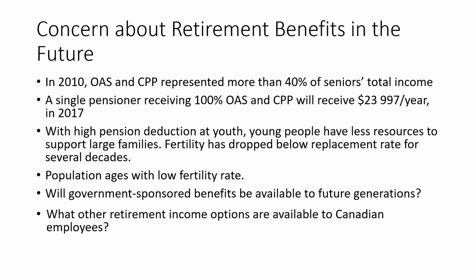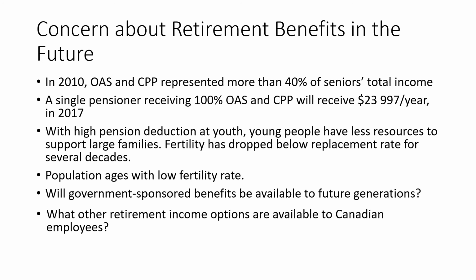Concerns about retirement benefits in the future. In 2010, OAS and CPP represented more than 40% of seniors' total income. A single pensioner receiving 100% OAS and CPP will receive $23,997 a year in 2017.